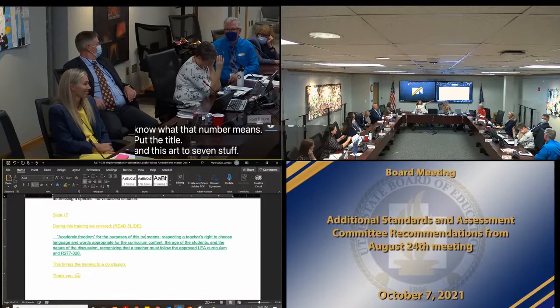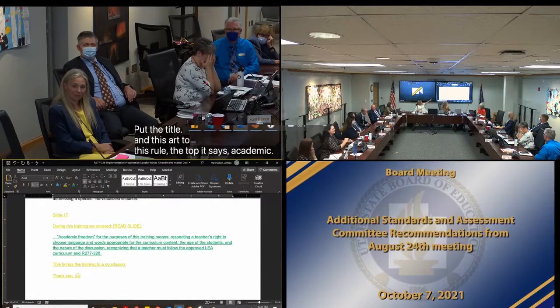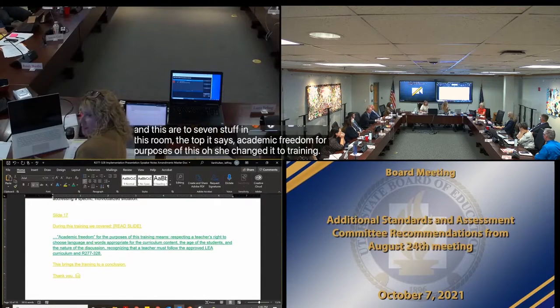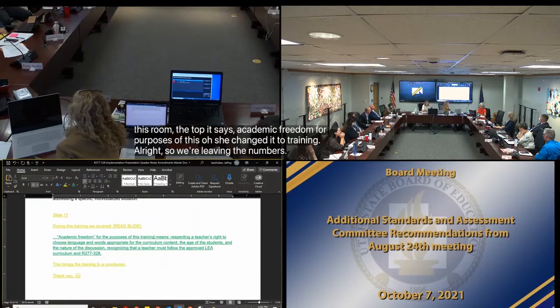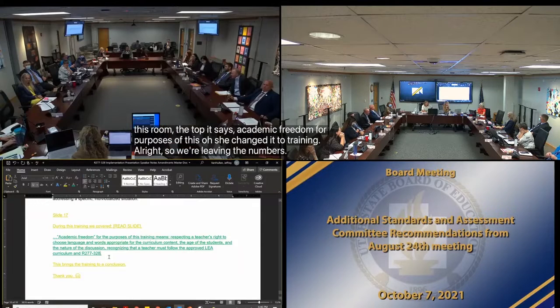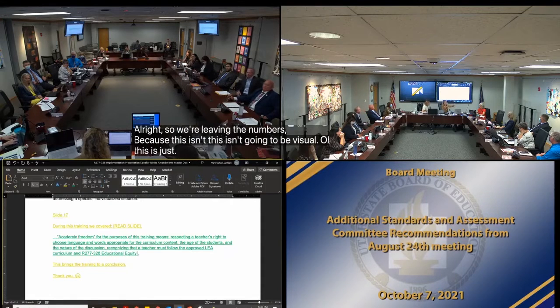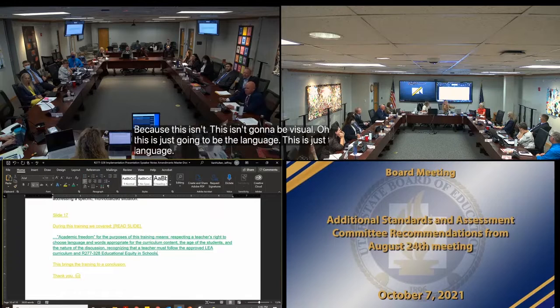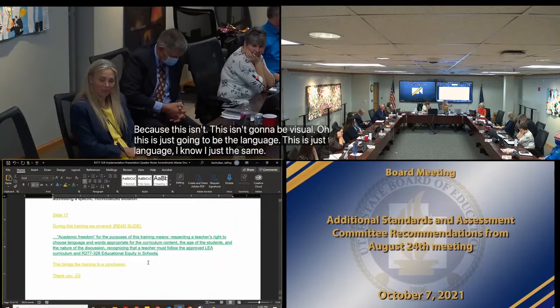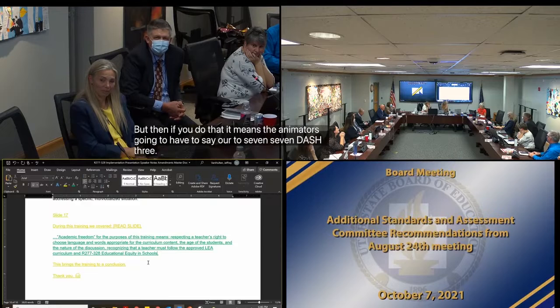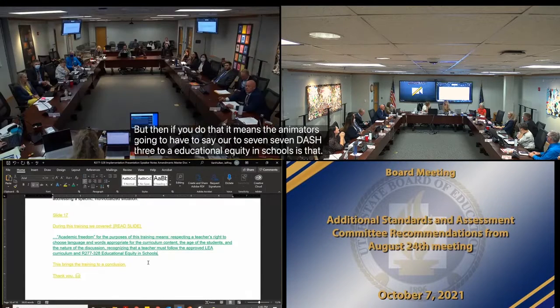At the top, it says academic freedom for the purposes of this training. All right, so we're leaving the numbers. This is just going to be the language. But then if you do that, it means the animator's going to have to say R277-328 educational equity in schools. Is that fine? Is that what you want? Yeah, that's fine. This is a lot of wordsmithing.